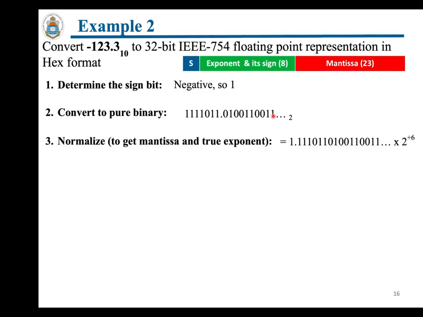Now the next step is to normalize to get the mantissa and true exponent. To normalize again, we need to shift the radix point by 1, 2, 3, 4, 5, 6 positions to the left. So this is the normalized binary representation. Since we have moved the radix point 6 positions to the left, that's why I have multiplied it by 2 raised to power plus 6.